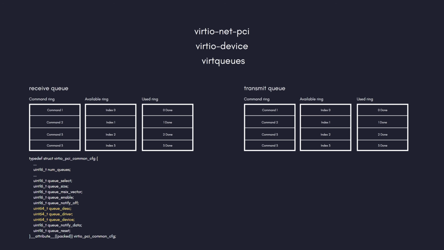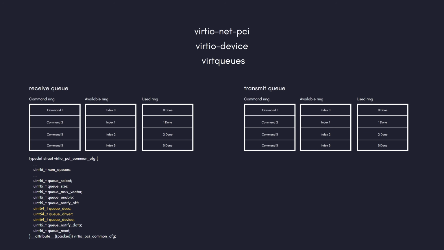Now, just to be clear about this naming difference between descriptor, driver, and device and the command, available, and used, they're the same thing. The descriptor queue is the command ring, the driver queue is the available ring, and the device queue is the used ring. It just so happens that in the VirtIO specification, different versions of the spec call it different things. And in my code, I mostly call them descriptor, driver, and device, but in my previous videos, I have called them command, available, and used, so I'm using those words.